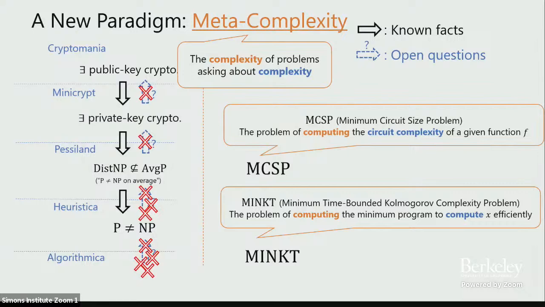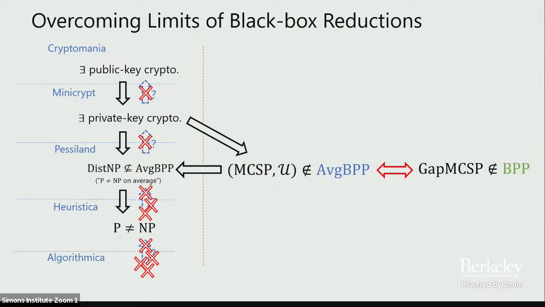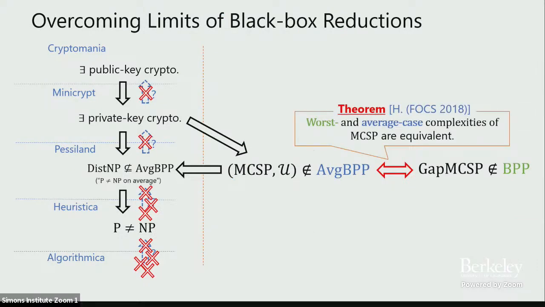And by considering these questions, let me now describe a previous approach towards excluding Heuristica from the five possible worlds. A couple of years ago, I was able to prove that for MCSP or MINKT, worst-case and average-case complexities are equivalent.